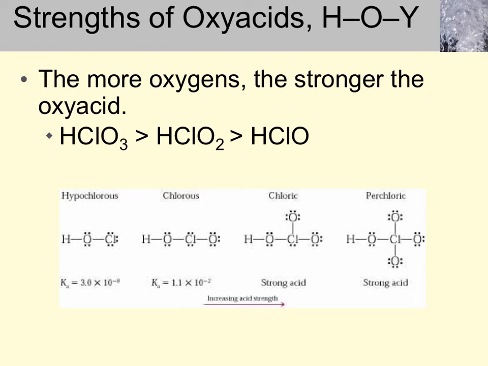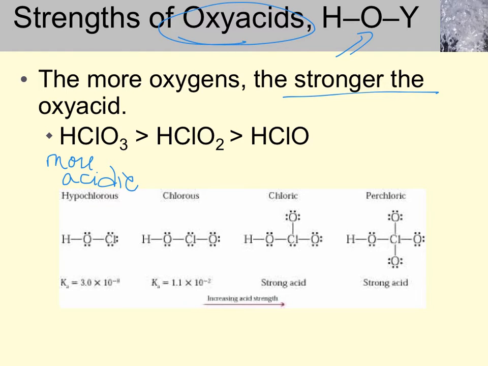And a third and final trend with acids, and that's not with binary acids, but when you have more than two atoms in an acid, those are typically called oxyacids. They have oxygen in them. The more oxygen you have in that molecule, the stronger the acid or the more acidic. So chloric acid, for example, with three oxygens, is more acidic than chlorous acid, which is more acidic than hypochlorous acid.